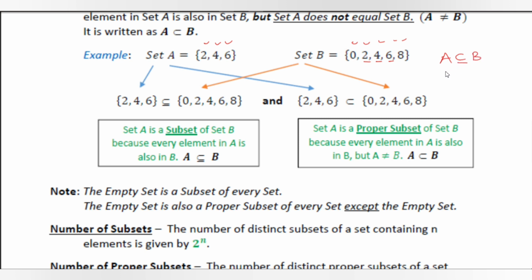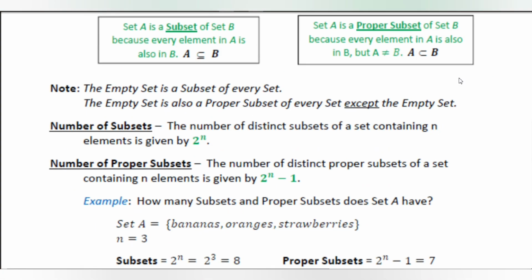Okay, A is a subset of B. A is also a proper subset of B. So A is a proper subset of B. So that is what this means.